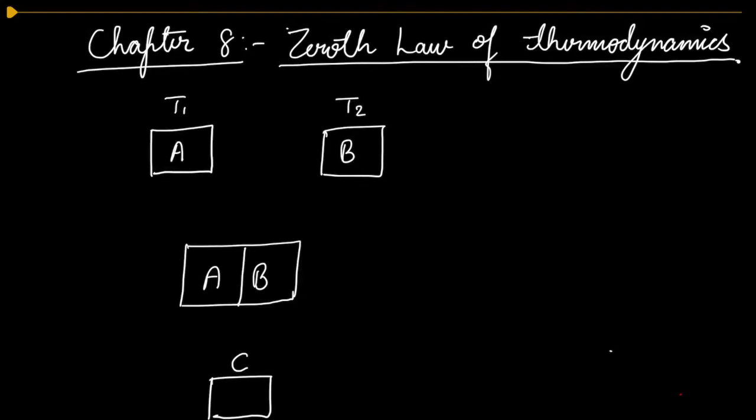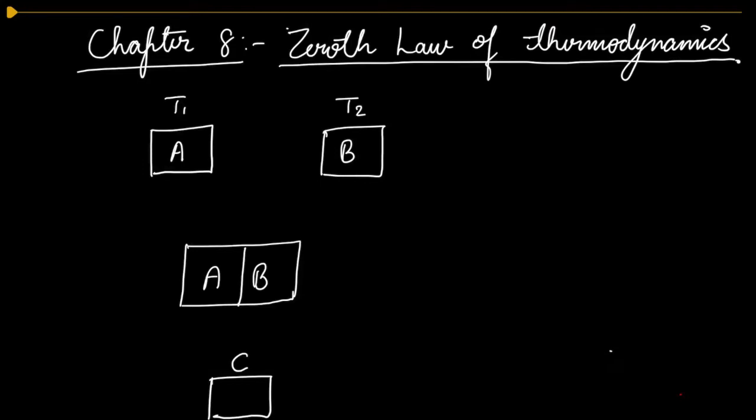So what the Zeroth law says is, when there are two different bodies with two different temperatures and they are brought into contact, after some time they will attain a common temperature. Okay? There will be a transfer of temperature from one body to another. After some time they will attain a common temperature and then they will be in equilibrium.